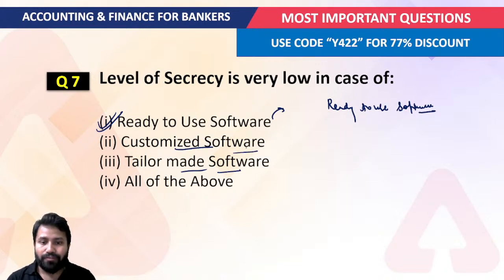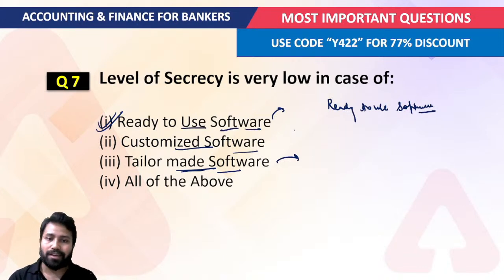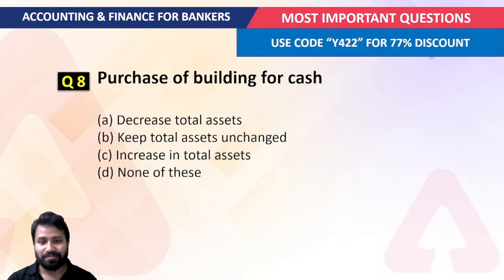Customized software, when we are going to modify some changes in the ready to use software, and the tailor-made software that is specifically designed for a particular person, for a particular company, that is known as tailor-made software. So if I say that level of the secrecy is very low in which type of the software, then you will say that should be the ready to use software. That should be the correct answer for this question. Okay, I'm hoping that you all are getting my point here, right? Next question.